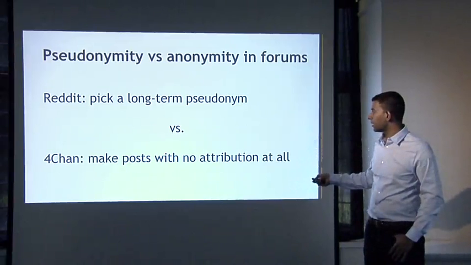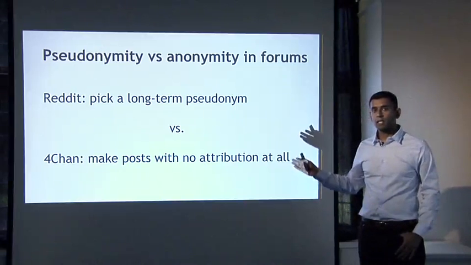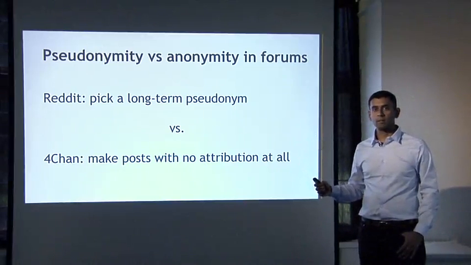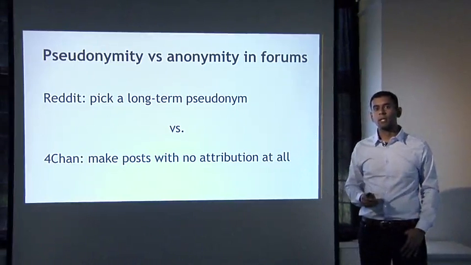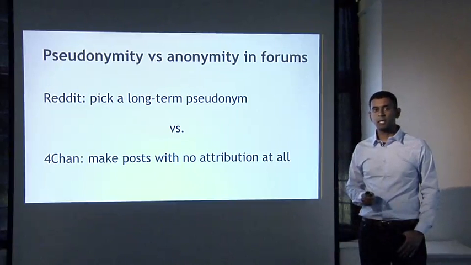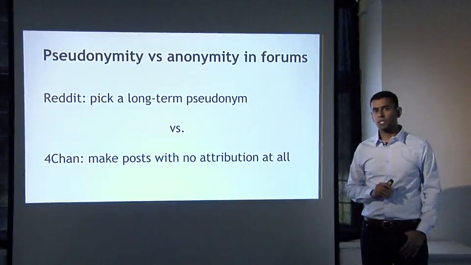The opposite of that, fully anonymous interaction, where you can make posts with no attribution at all, is the model that you typically have in 4chan. And there's a similar difference in Bitcoin as well, and Bitcoin is in the pseudonymous model more than the anonymous model. Okay, but let's talk about why this difference is important in Bitcoin.